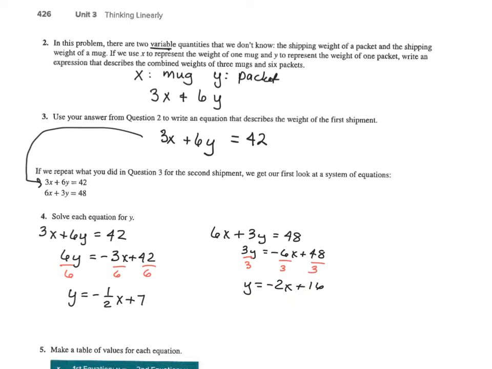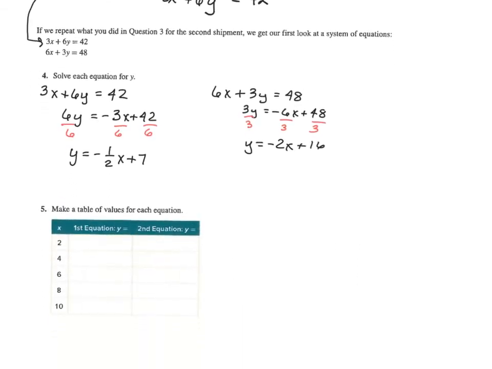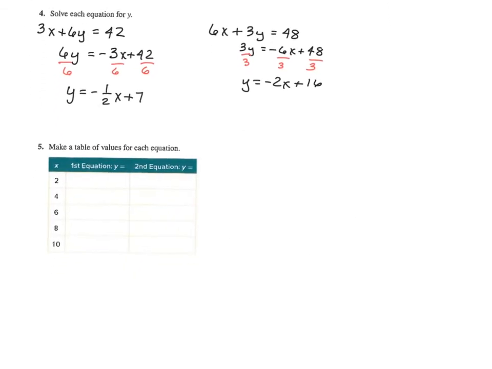So for number 5, they want us to make a table of values for each equation. So you're going to substitute 2 in for x, get your y, and so on. And go ahead and pause and see if we come up with the same thing.